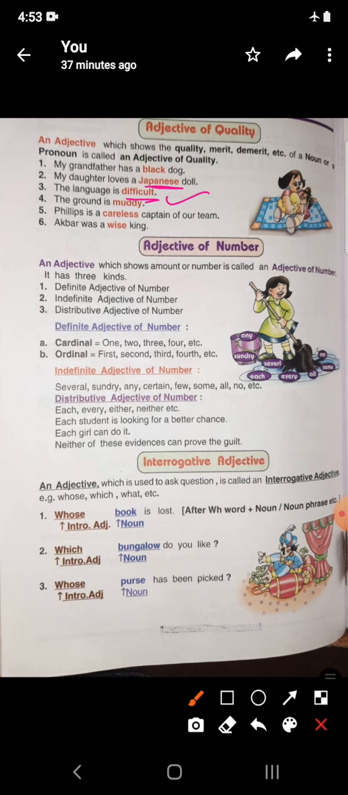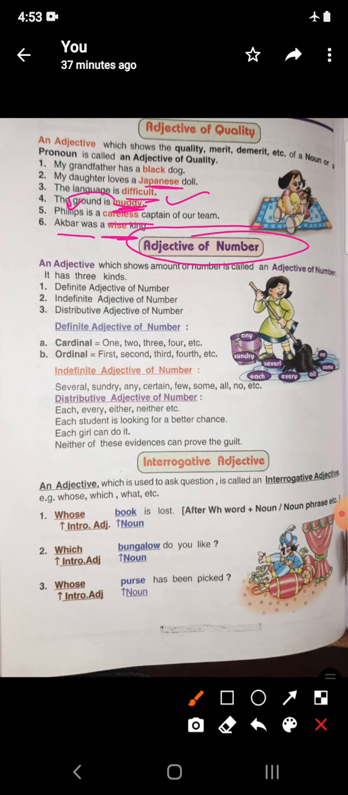The ground is muddy. This muddy is used for the word ground, which is a noun. So muddy becomes adjective, but it talks about the quality, so it becomes the adjective of quality. Phillips is a careless captain. Careless is again adjective of quality. Akbar was a wise king. So wise is the qualitative adjective, or you can call it adjective of quality.